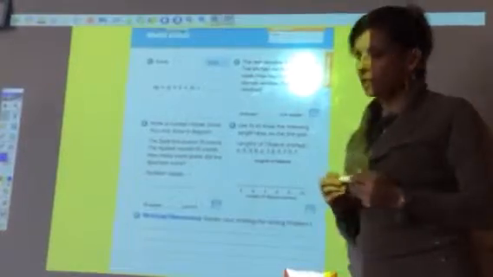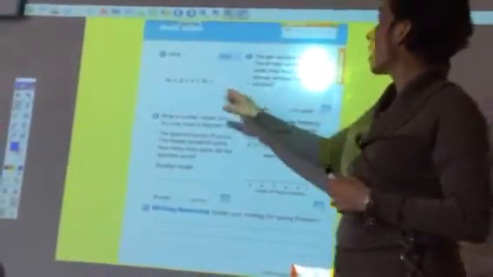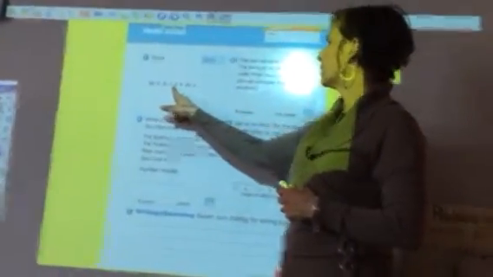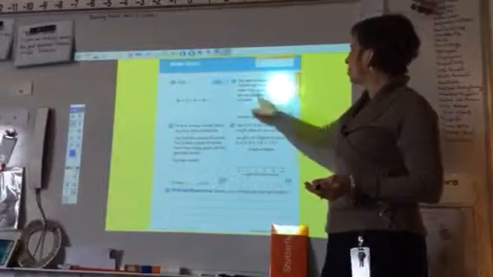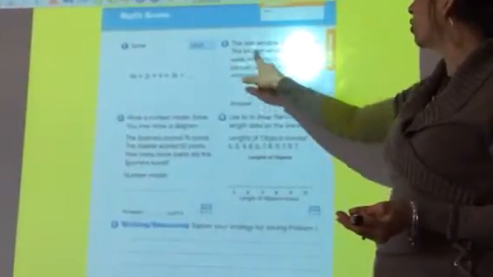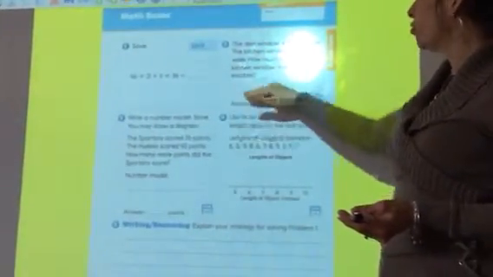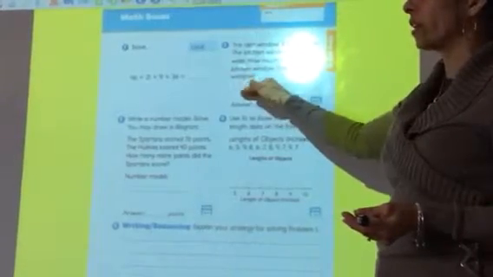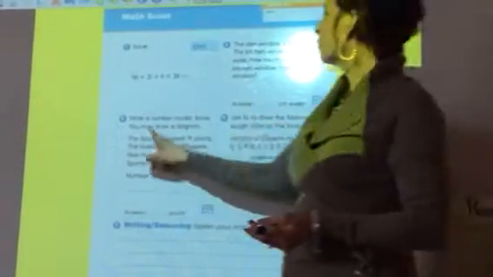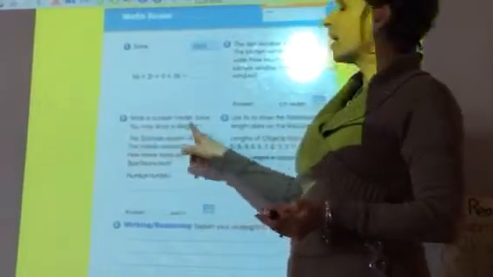Because I'm going to go over your math boxes today. So solve 46 plus 21 plus 9 plus 34 equals what? The den window is 42 centimeters wide. The kitchen window is 60 centimeters wide. How much wider is the kitchen window than the den window? Use your thinking space right here, and then write your answer. Write a number model, solve. You may draw a diagram.